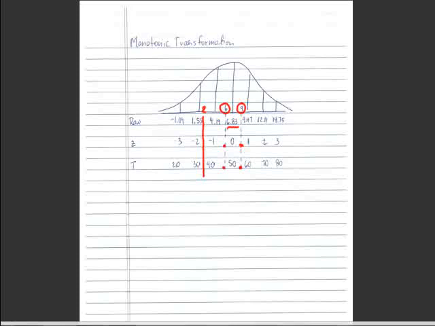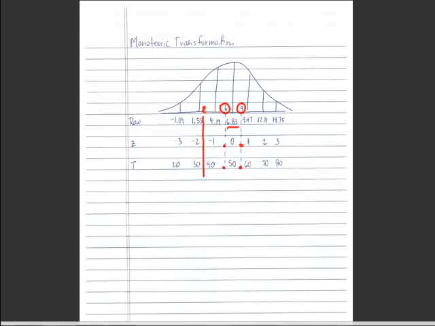So here is a definition of monotonic transformation. What do you need to remember about that? Here it is. When a raw score is transformed to a standard score, and notice it doesn't matter if we're talking about a z-score or a t-score, its relative position within the distribution does not change.